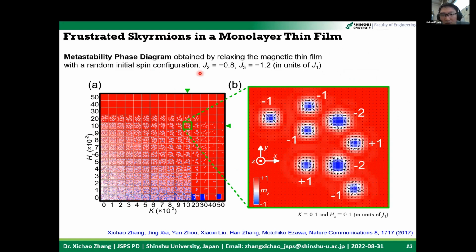So as the first step, we study the metastability phase diagram of relaxed spin textures for different parameters. And this figure shows the relaxed spin textures from a random initial spin configuration. You can see that different types of skyrmions or anti-skyrmions can be stabilized at certain values of perpendicular field or magnetic anisotropy.